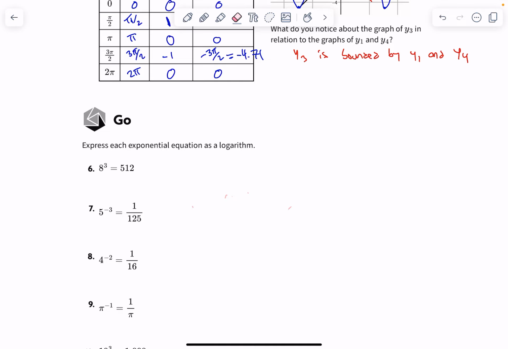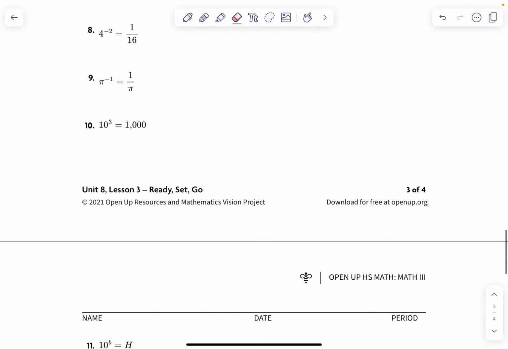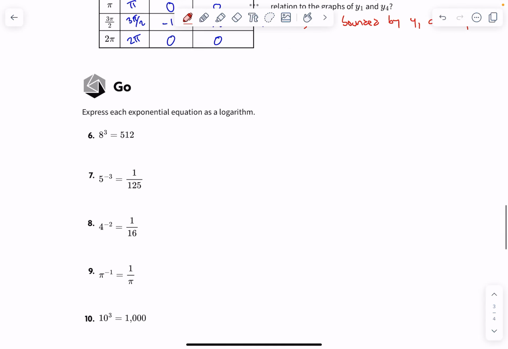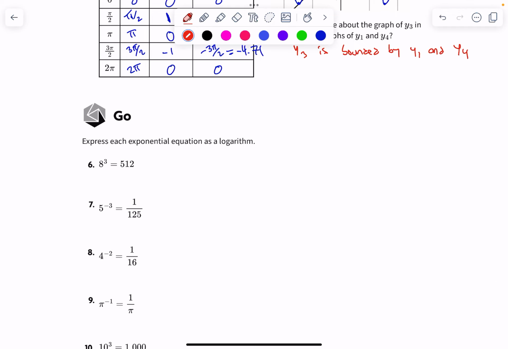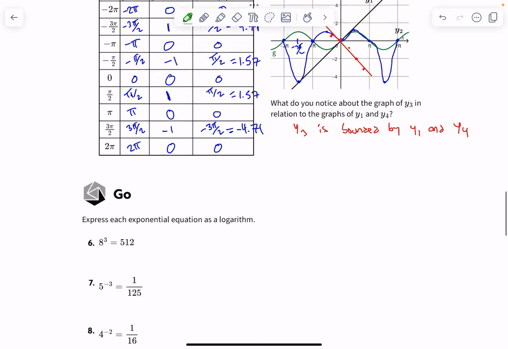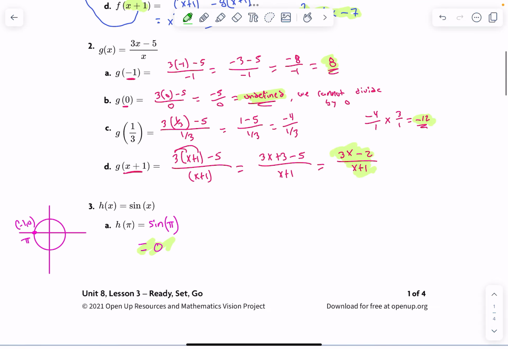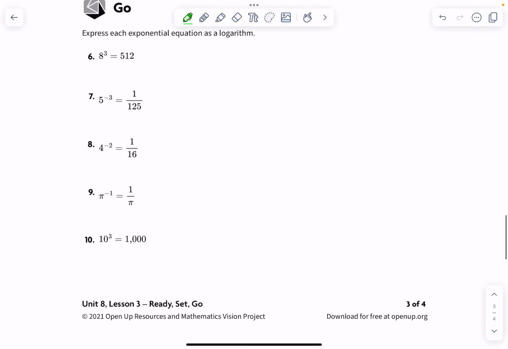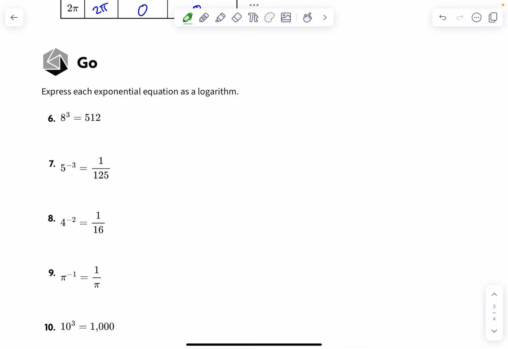So you saw me working on stuff earlier. Okay, cool. So now let's go to the go section. Excuse me. What color have I not used? I've used a lot of these colors. Okay. So we're going to express each exponential equation as a log. So we should be a little familiar with this. So let me do a recap of how it should look.